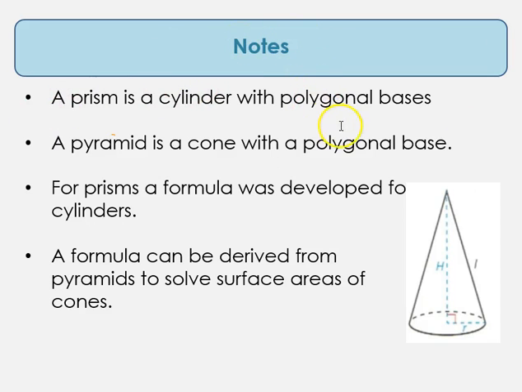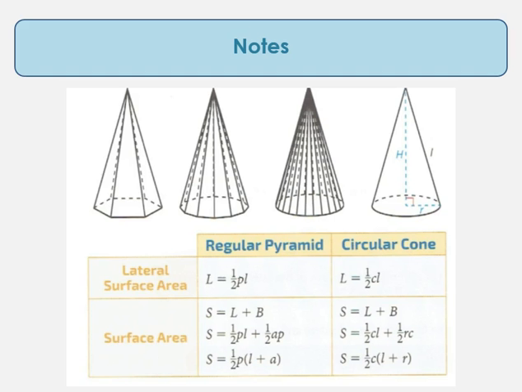So here are just some notes that you should have as a reminder. A prism is a cylinder with polygonal bases. A pyramid is a cone with a polygonal base. For prisms, a formula was developed for cylinders, and a formula can be derived from pyramids to solve surface areas of cones. So we've been solving figures that have polygonal bases. Now we're going to solve figures that have circular bases.